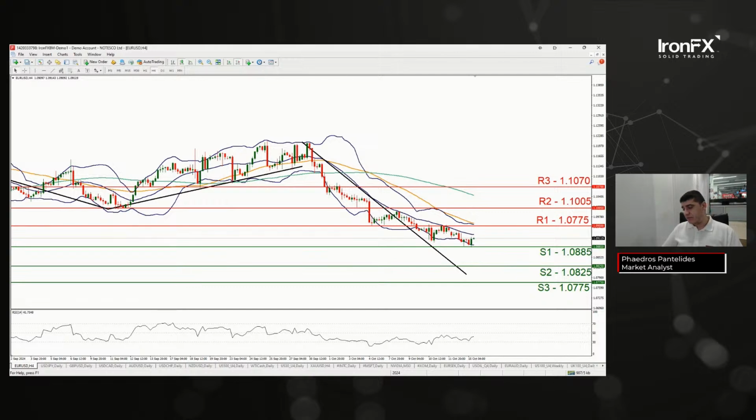So the slightly better than expected figures could potentially increase that sentiment that the bank might cut by 25 basis points. So essentially, there will be more emphasis on ECB President Lagarde's press conference following that decision. If she fails to commit to future rate cuts, we may see the euro strengthening. Whereas if she confirms and commits to further rate cuts, we could see the euro weakening further.